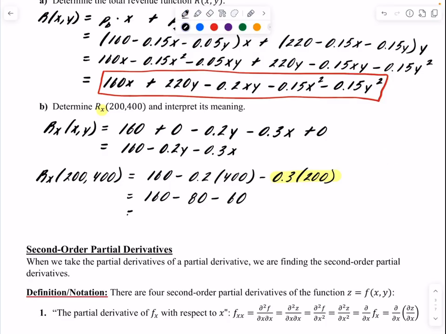Now continuing, this will end up being 80 minus 60, which is $20 per unit. That's technically the units on this 20. Now we want to interpret. Now we are going to interpret this in a very, very specific way.